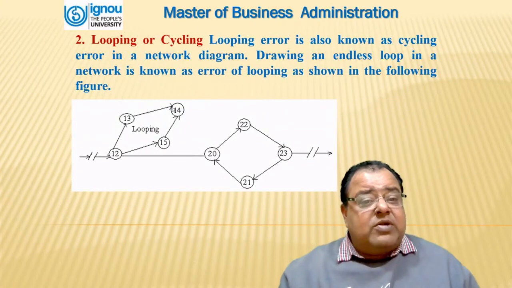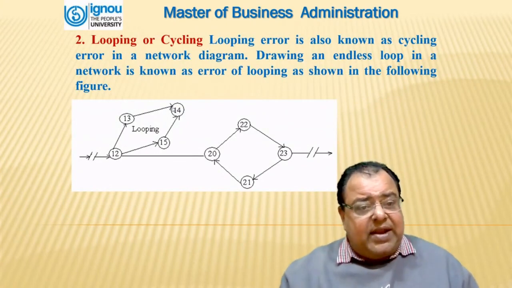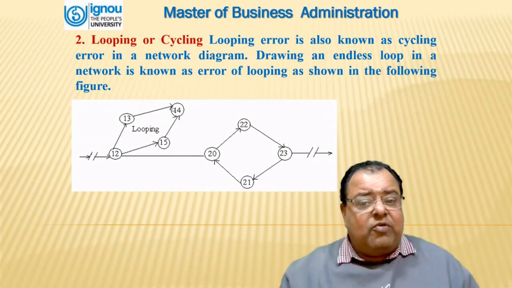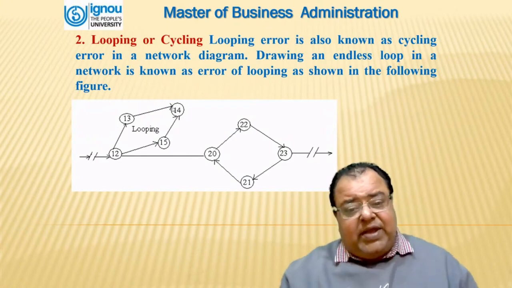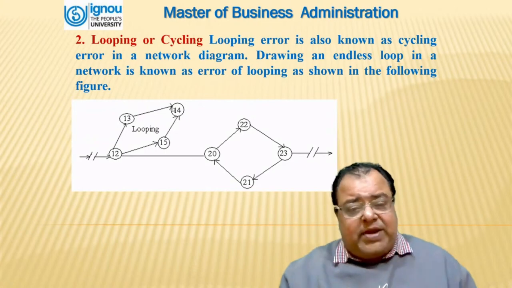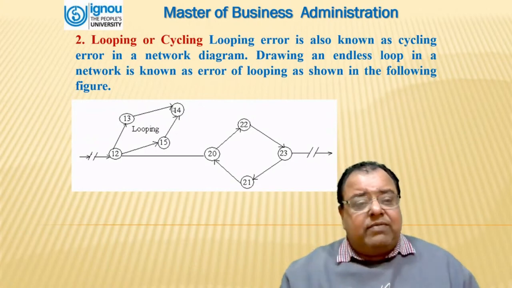Second is looping or cycling. Looping error is also known as cycling error in a network diagram. Drawing an endless loop in a network is known as the error of looping, which is shown in the figure. We don't have to draw loops. It's not permitted in the network process.